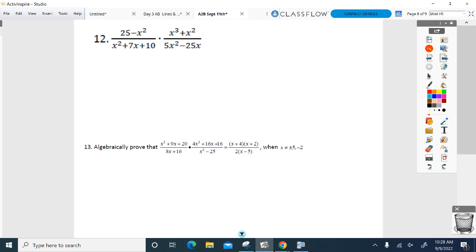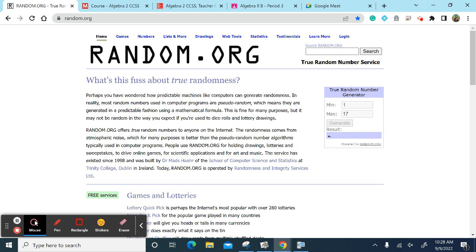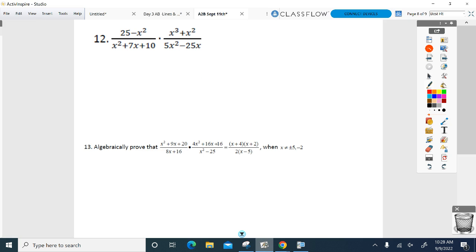All right, 12. I see multiplication. We factor first, and then cross out second. And yes, we can factor all 4 of these. You're up first. What do you want to factor?